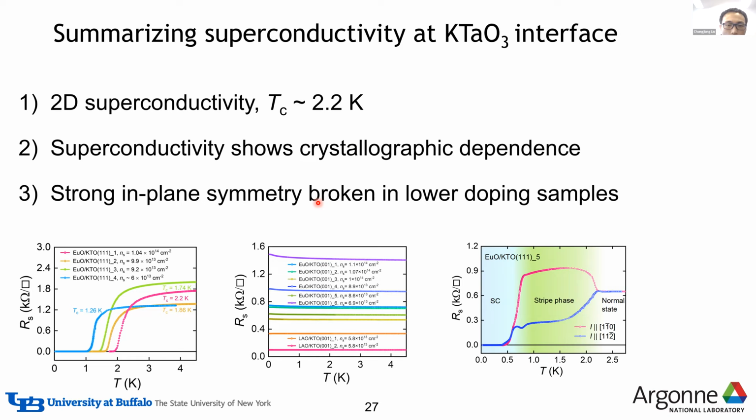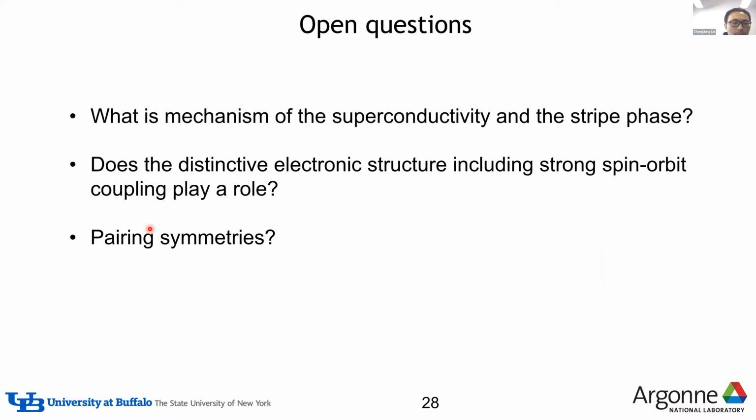Following our work, people also studied another crystalline orientation, which is 110. People found that on that surface, superconductivity can also emerge. However, the T_C is about half of the T_C along the 111 direction. And lastly, we found that there is also an in-plane symmetry breaking in this system. So there are still some open questions. The first one is, what's the mechanism for this superconductivity and the stripe phase? Does the distinct electronic structure, including the strong spin-orbit coupling, play a role in this phenomenon?